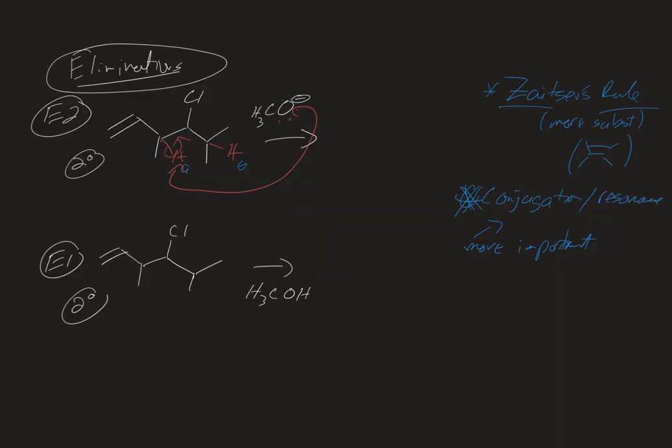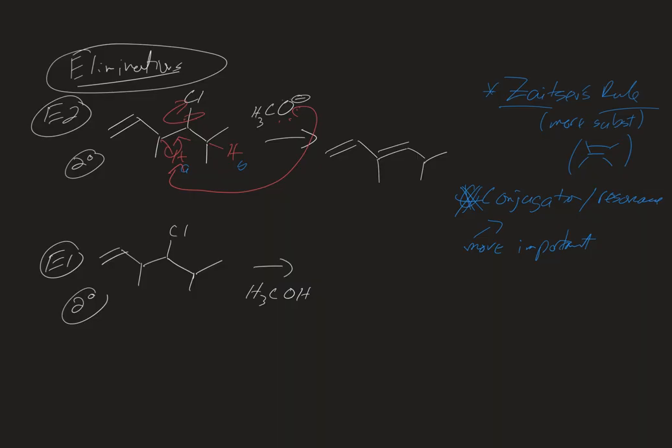Electrons go to the bond. There. There we go. That'd be one of the products, the conjugated version. E1 is going to be a little different, but let's see how we feel about E2 right now.